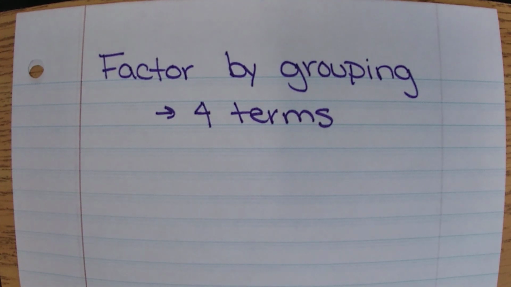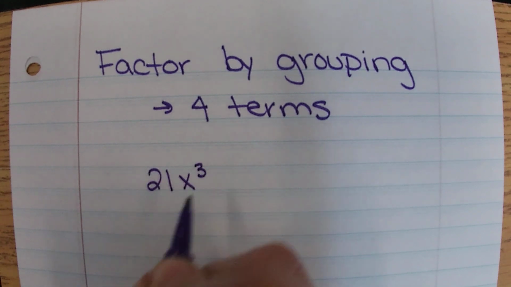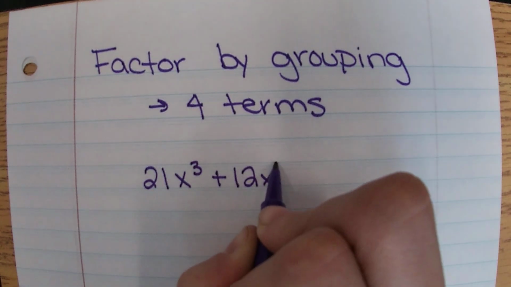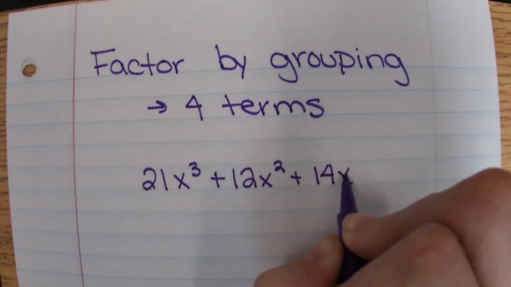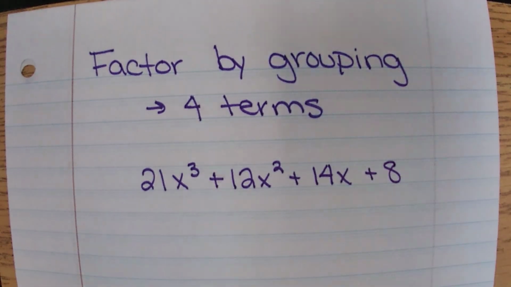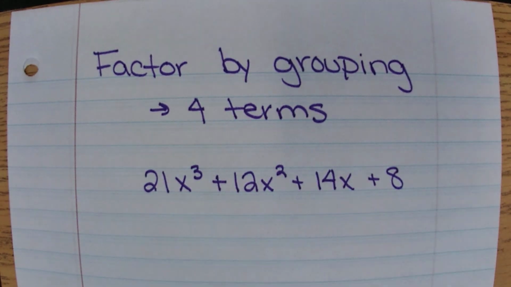So maybe let's look at the following problem. 21x to the third plus 12x squared plus 14x plus 8. Okay, this has 4 terms, right? 1, 2, 3, 4. So we're going to be able to factor this by grouping.